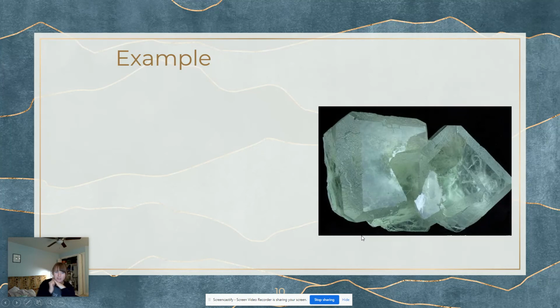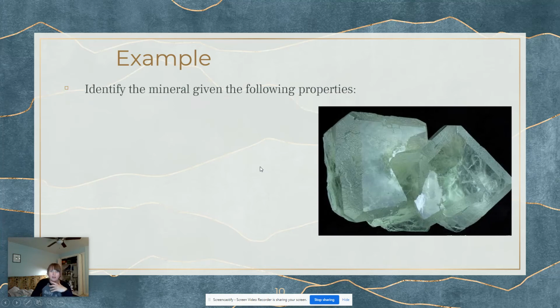All right, so let's do an example. Let's identify what this mineral is. So I'm going to give you a couple of extra properties besides what we can see in the picture. So we can see, obviously, it looks to be green, and it has some pretty clear cleavage. It looks like it has kind of a cubic shape.